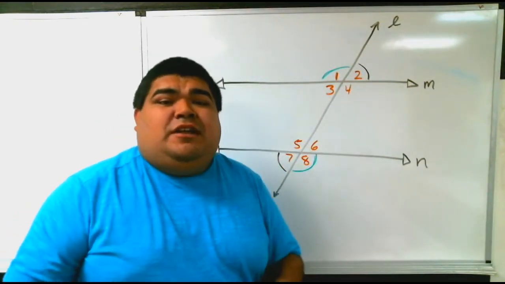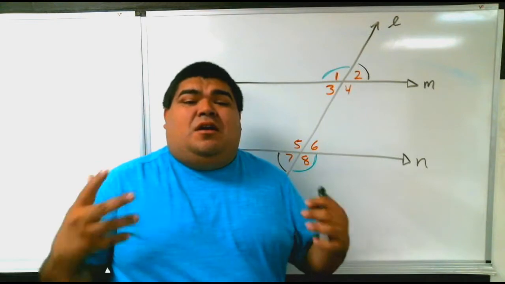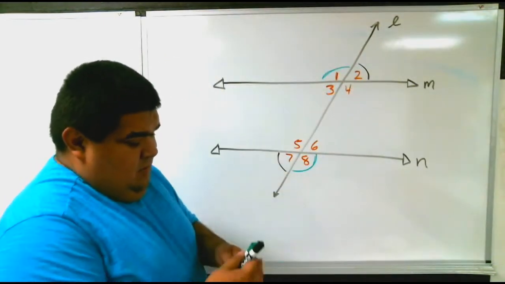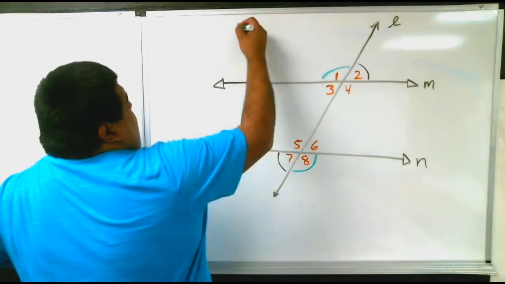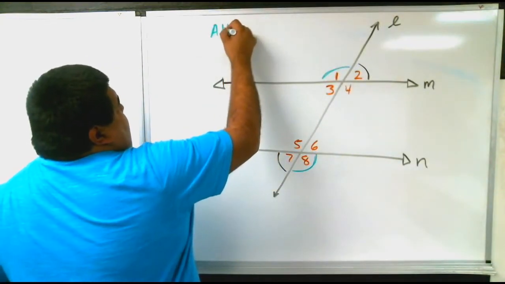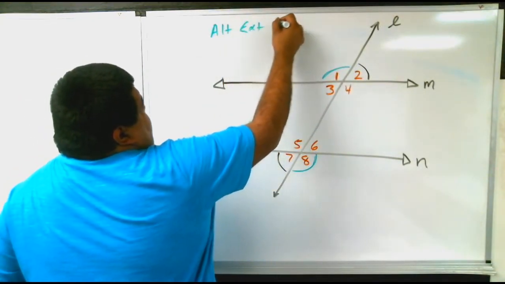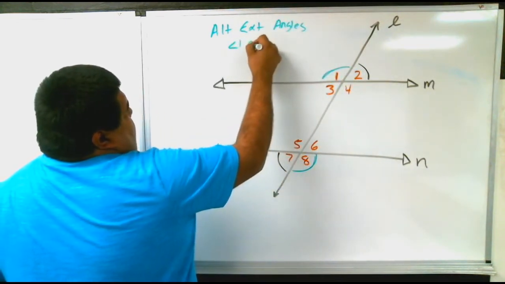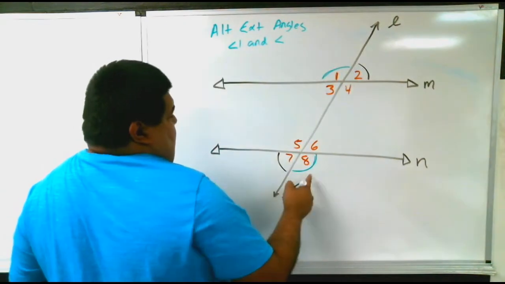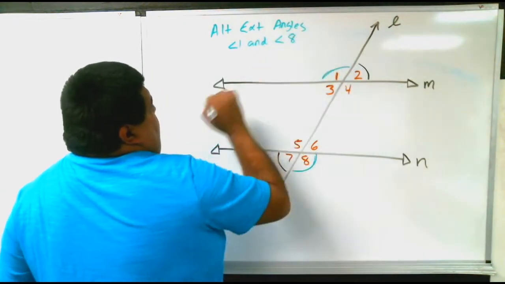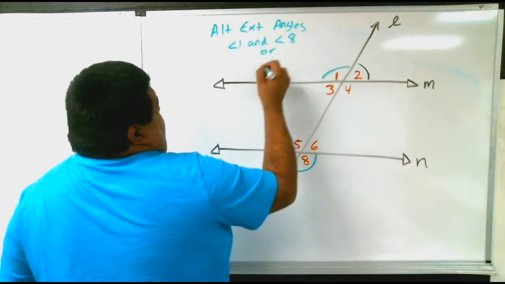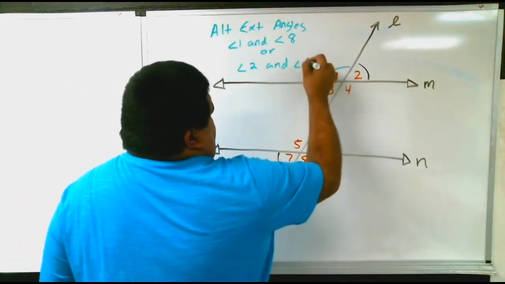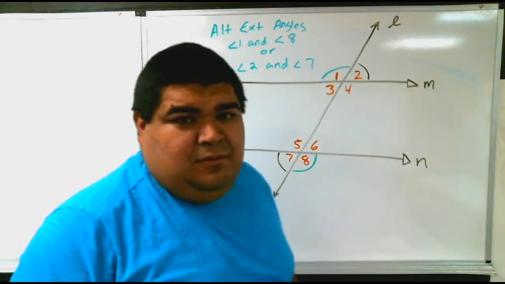So if I were to ask what angles are alternate exterior, we can say angle 1 and angle 8, or angle 2 and angle 7.